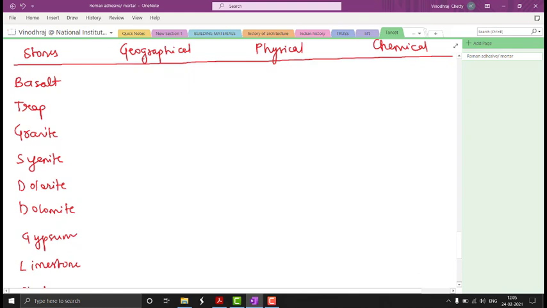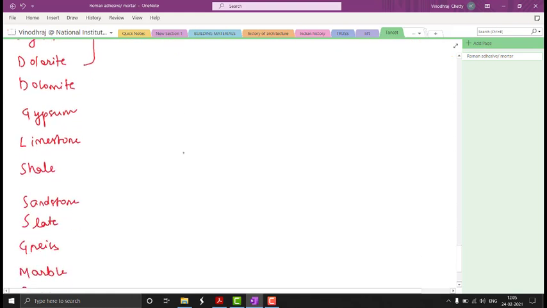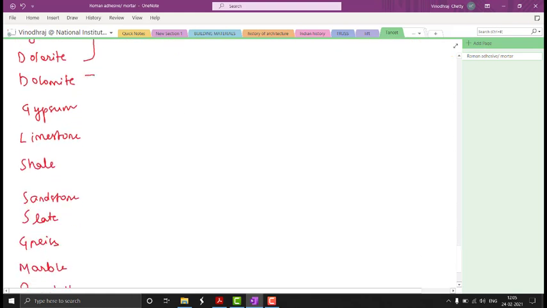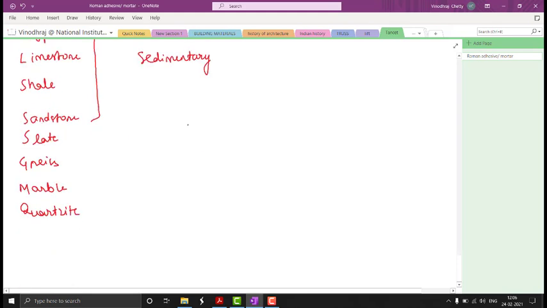So the geographical nature is the first five stones that are there: basalt, trap, granite, syenite, and dolerite are the igneous rocks. Okay, these are the igneous rocks. These first five igneous rocks. In the same way, the second five that are there up till sandstone, these are sedimentary rocks. So first five are igneous, second five are sedimentary, and the last four are metamorphic.